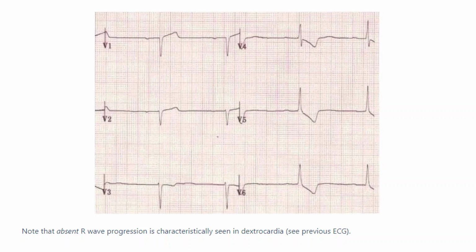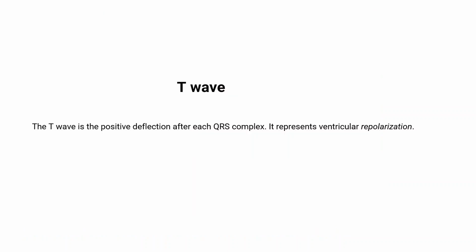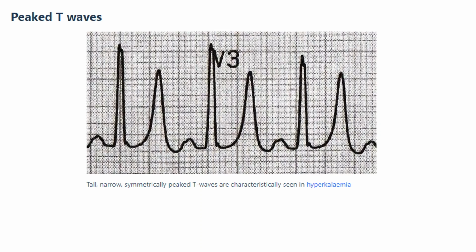Again, this is the ECG of the same dextrocardia, where we are getting a poor RWF progression. Now that's all about the R wave. Then we'll go to the T wave. The T wave is a positive deflection after each QRS complex and represents ventricular repolarization. This everyone must be knowing.